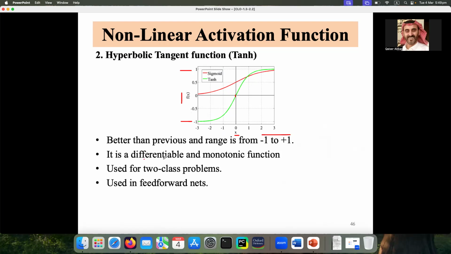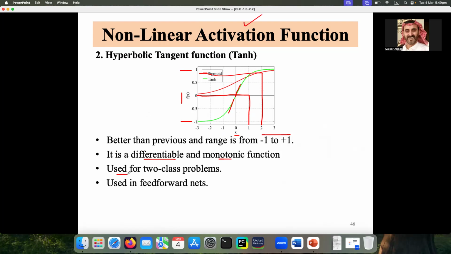It also has the differentiable and monotonic property. Even by looking at the curve, you can say that increasing and decreasing is there. If x is 0, y is 0, and if x is 2, then y is also increasing. So this is a differentiable function and also monotonic. Both the properties are there. That's why it is a non-linear activation function.